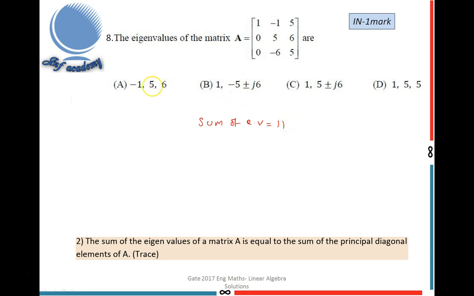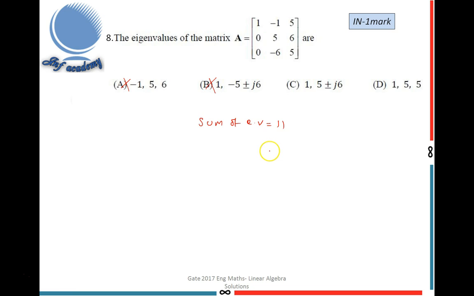Now check the options. Option A, adding we get 10. So option A is not satisfying this property. The sum of eigenvalues should equal 11, but here the sum of eigenvalues equals 10. B also doesn't satisfy this condition. Adding, we get minus 10, minus 9, so this is also wrong. Options C and D give the addition value as 11. So maybe C or D is correct.